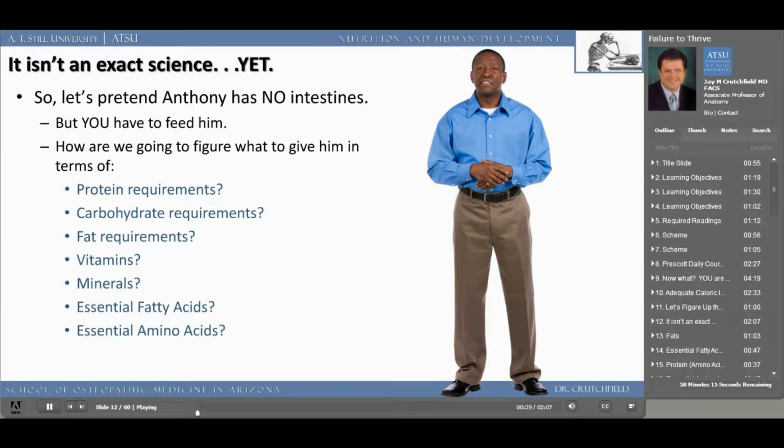And we know that lots of carbohydrates together make sugars, fats come in fatty acids, and proteins come from amino acids. So basically, we need to know protein, sugar, fat requirements, his essential fatty acids, the essential amino acids, and then we're going to throw in some vitamins and minerals.